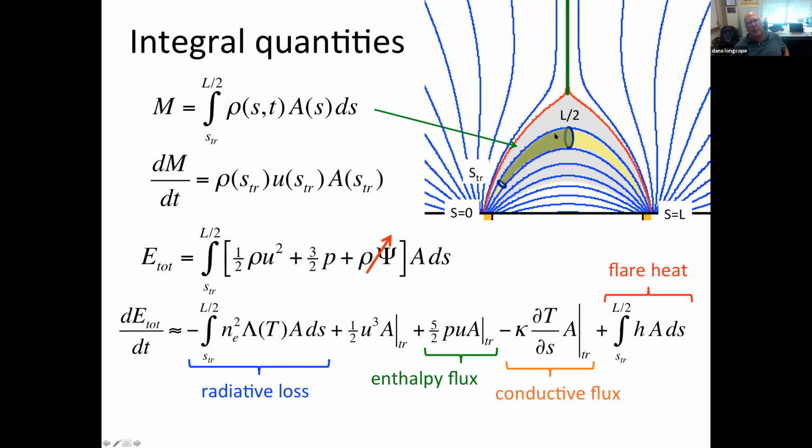The total energy in this bit is going to decrease due to radiative losses. It's going to increase or decrease by enthalpy flux. That was very important in the solar wind. And then you'll have this flux across the transition region of thermal conduction. And then here's the input, here's the heat. So there's 4 terms that contribute. There's also the kinetic energy flux. That's always small, so we'll stop talking about that. But the whole story of a flare boils down to how these 4 terms play together.